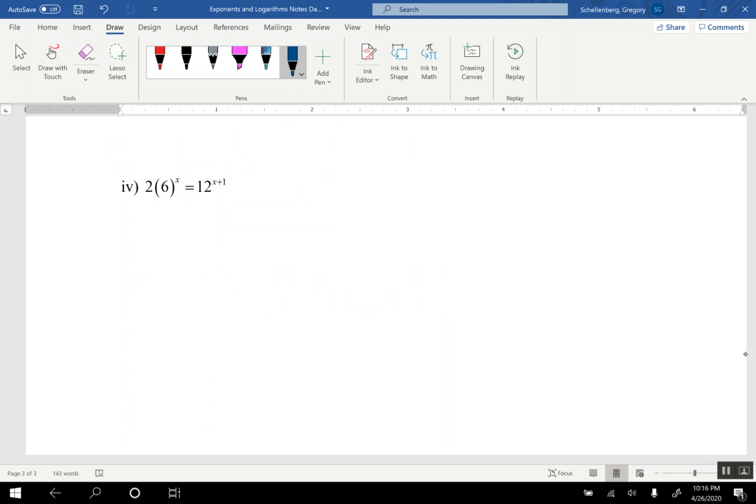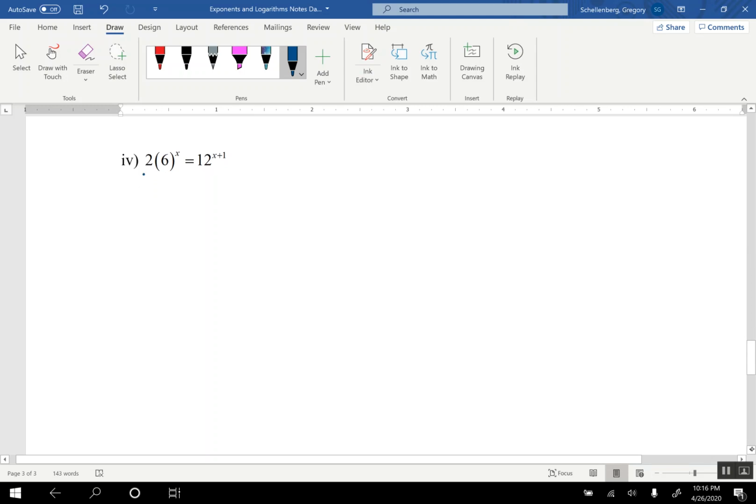Now, one of the things that you may be inclined to do here in your first step is to try to divide this. Okay, but we cannot do that. Okay, we can't take a power such as 12 to the power of x plus 1 and divide it by 2. Now, if 12 had its own coefficient, let's say it was 4 times 12 to the power of x plus 1. Now, sure, we can divide that by 2, but that's not the case here.